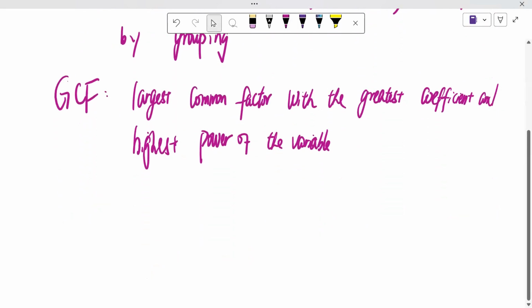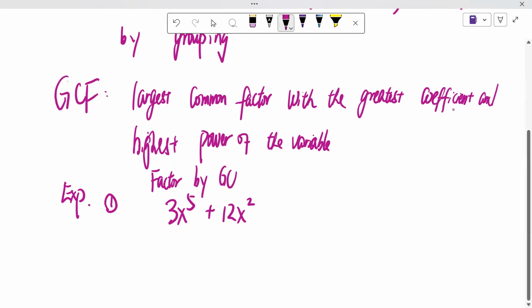Let me give you an example. Let's see how we tackle this type of problem. Let's say we have 3x to the 5 plus 12x squared, and we're going to factor this by GCF. First of all, we need to know what the GCF is. In this case, we look at 3 and 12, and the largest number that goes into both is 3. For the exponent, we'll take x to the second, because both of them have x to the second. So that basically is the GCF.